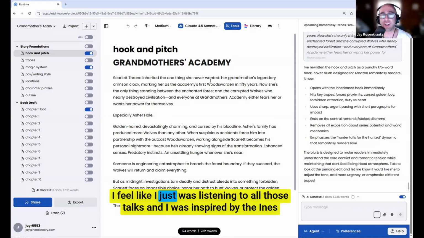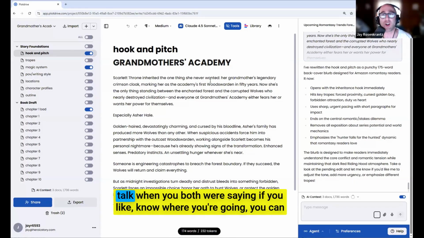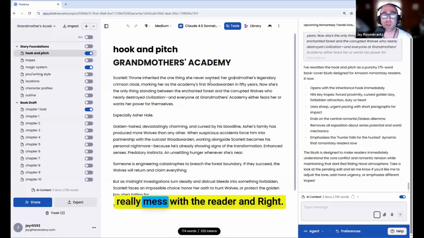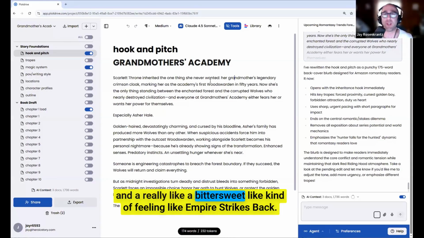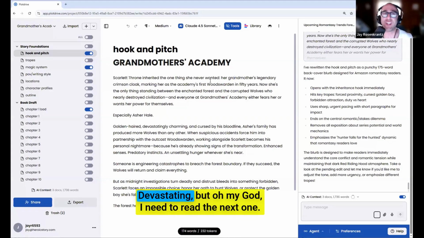I was listening to all those talks and I was inspired by the Ines talk, when you both were saying if you know where you're going, you can really mess with the reader. I just had the feeling, you know what, I want to end this book on a really bittersweet kind of feeling. Like Empire Strikes Back. Oh my God, devastating, but oh my God, I need to read the next one.